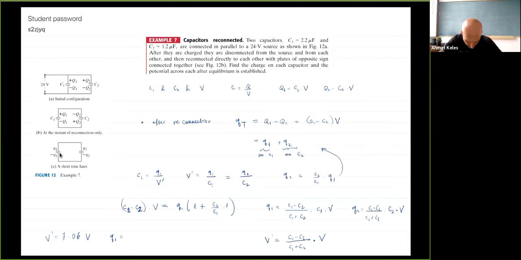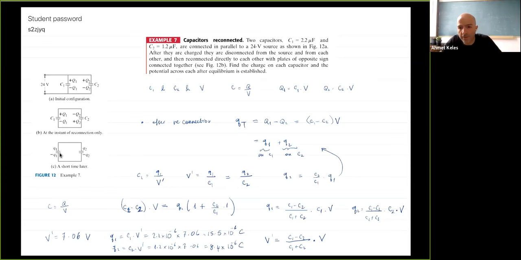So Q1 is equal to, I can use this formula, right? C is equal to Q over V. So Q is equal to C1 times V prime, which is equal to what? 2.2 times 10 to the minus 6 times 7.06, which is 15.5 times 10 to the minus 6 coulomb. And Q2 is equal to C2 times V prime, 1.2 times 10 to the minus 6 times 7.06. Divide this thing by 2.2, multiply it with 1.2, you get 8.4 times 10 to the minus 6 coulomb. Okay? But check these numbers.